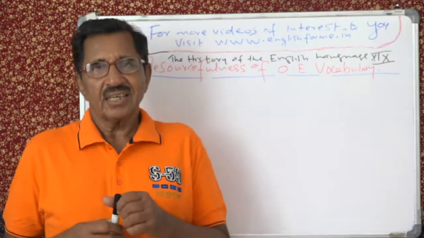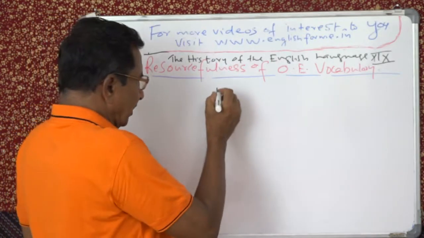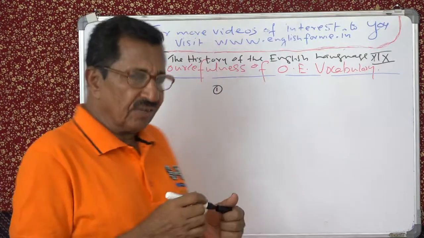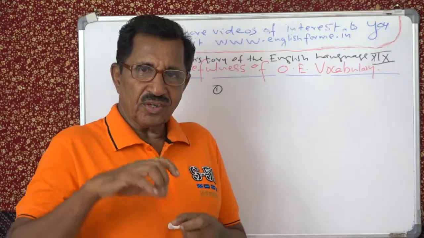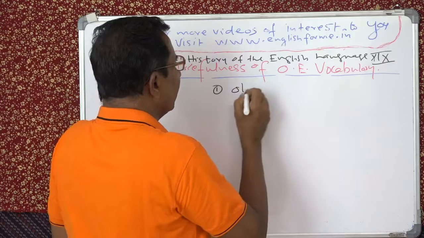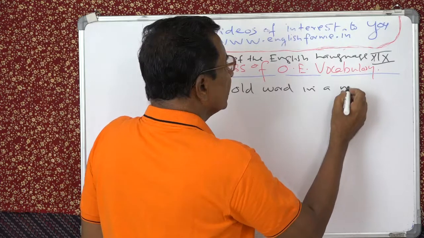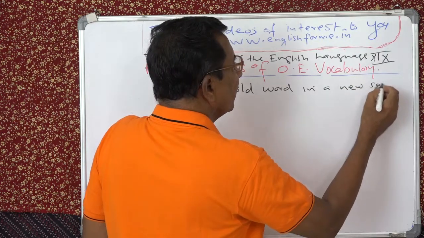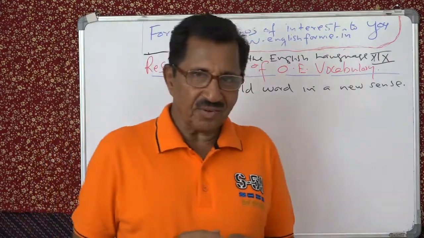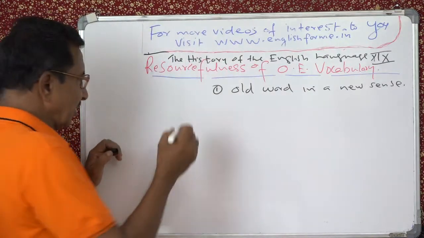See, the first way they enriched their vocabulary was making use of an existing word for expressing new meanings. For example, we can use an old word in a new sense by making some modifications. I will give you the example and you will understand it better. For example, Old English word mod.